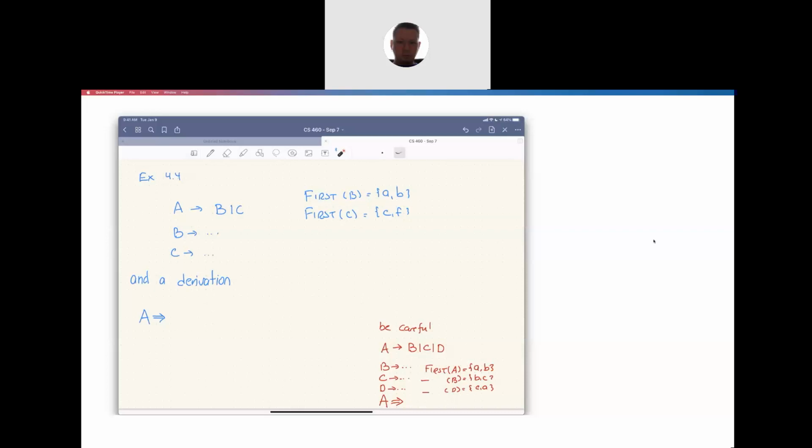Right. So if I see on the input an A and I have to produce a right hand side here, B, C, or D, that can produce input that starts with an A. Then I know first of, oh, let me just fix this. That should not say first of A, B, and D. That should say first of B, C, and D. Right. So if I know that I need something that starts with an A, well, that could have come from there, and it could have come from there.